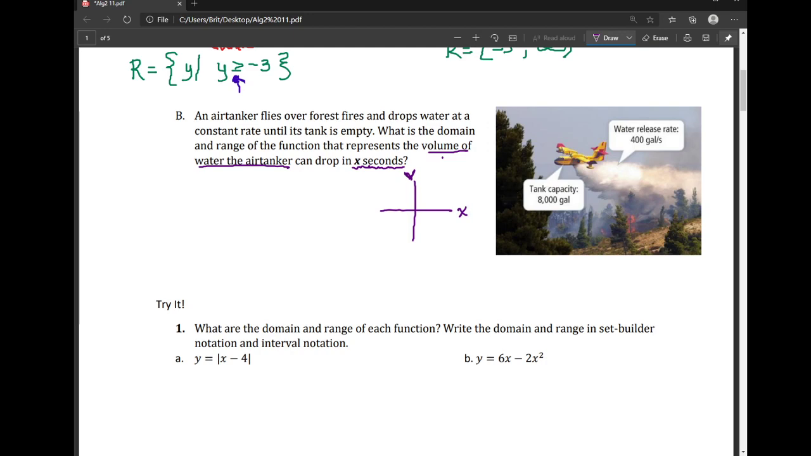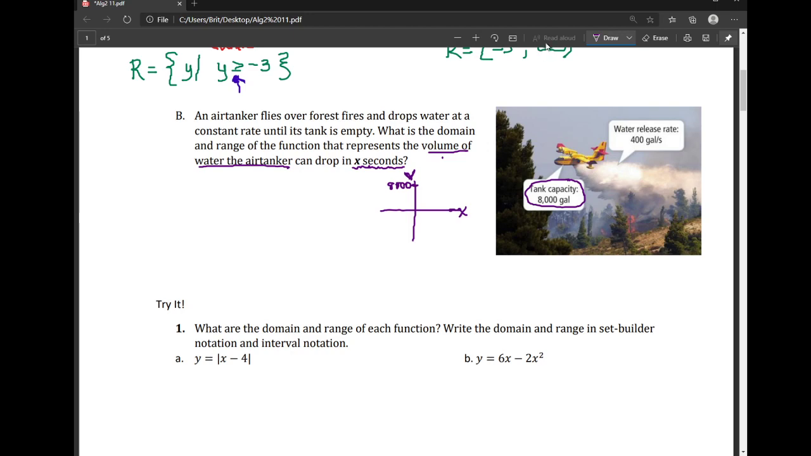So then we have to think about kind of how this looks. Okay, so at 0 seconds, okay, that's on the v-axis here. At 0 seconds, we have to think about the maximum amount of water that's in this air tanker. It says it here in this bubble. It says the maximum amount that it's going to have is 8,000 gallons. Now, somewhere along the x-axis, we know that there's going to be 0. Like, we know that eventually it runs out of water.